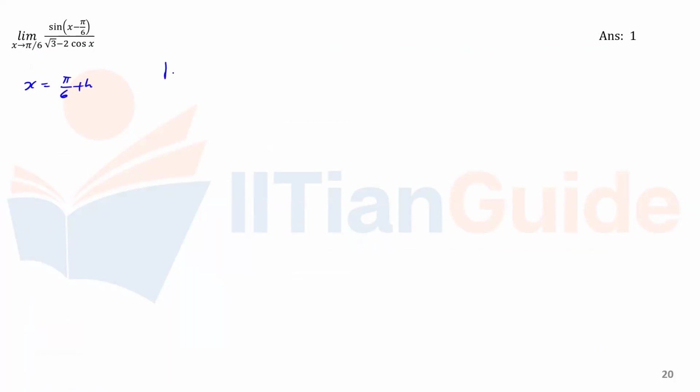So I can write that is limits h tending to 0. I will have sine. If I put x to be pi by 6 plus h, I'm showing you pi by 6 plus h minus pi by 6. Pi by 6 will get cancelled. I will get a single sine h. Root 3 minus 2 times cos of pi by 6 plus h.